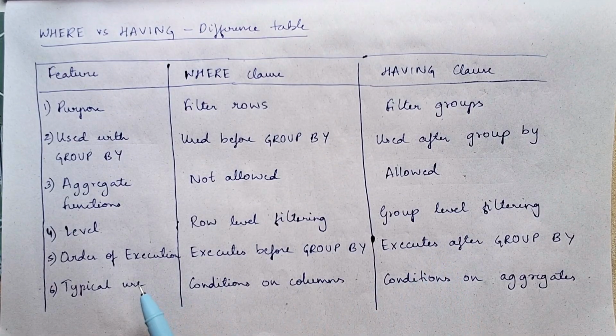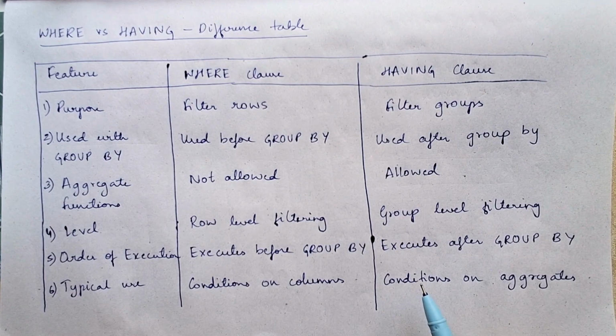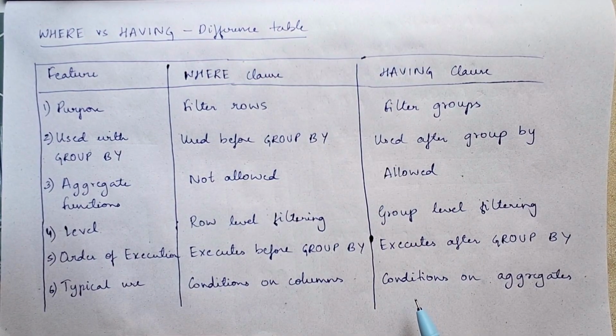And guys, many of you have this confusion on when to use where clause and when to use having clause. If the condition is on a normal column, we use where clause, and if the condition is on aggregate values, we use the having clause. Okay guys, that's all for this video.